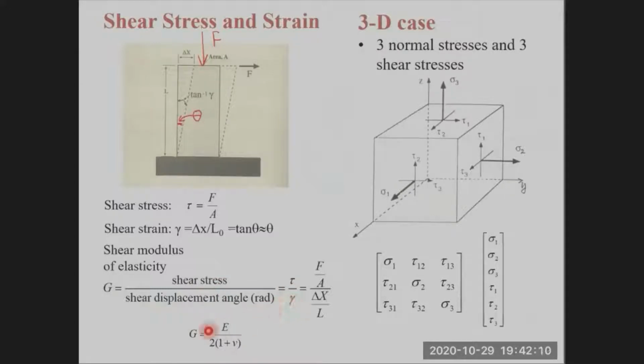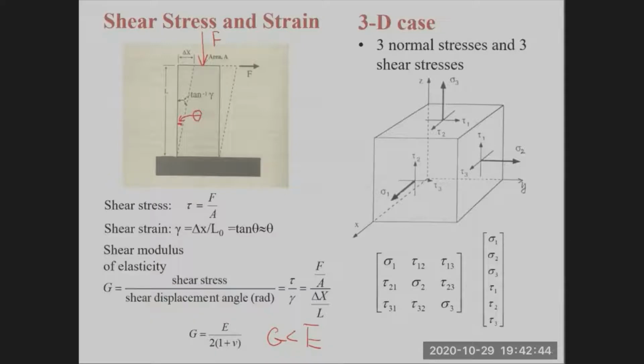And it's not surprising that G and E are related. Actually, G is equal to E, the Young's modulus, divided by 2 times 1 plus nu, where nu is Poisson's ratio. So we can see the shear modulus G is typically less than E. G is less than E. Questions?